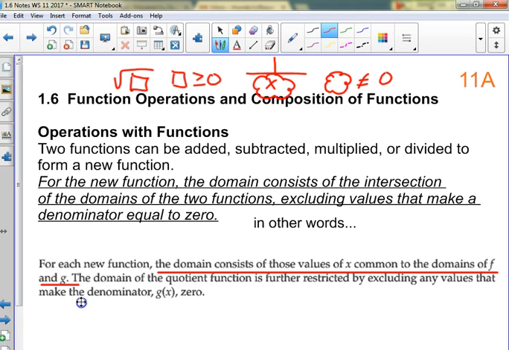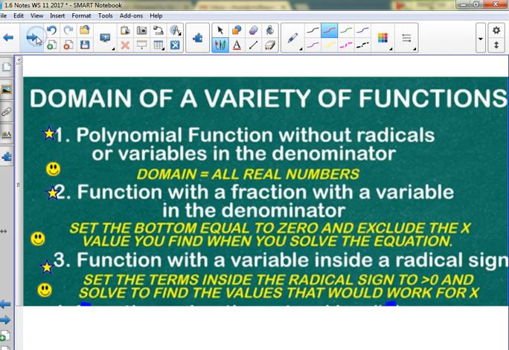If the original function had a restriction, the new composition or added or subtracted function will also have that same restriction. Okay, that sounds all complicated. It's not as hard as it sounds. This is just a different way of saying that domain business. A polynomial function without radicals is all real numbers, right?